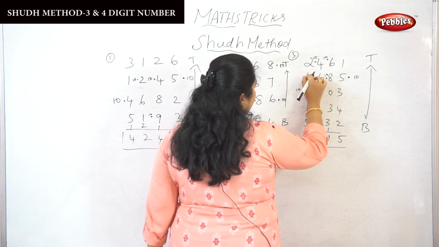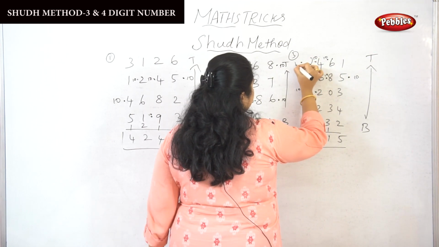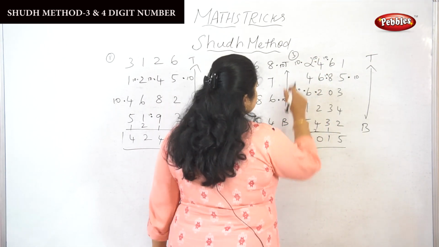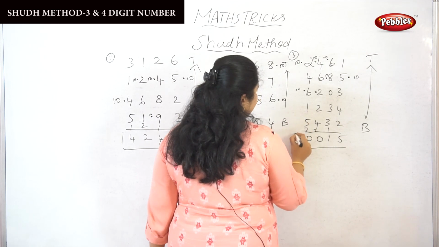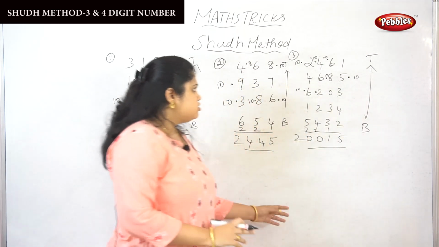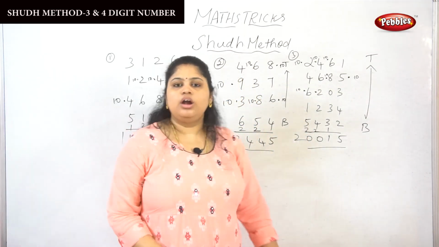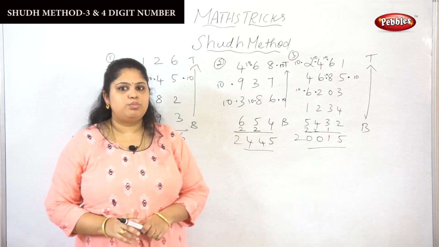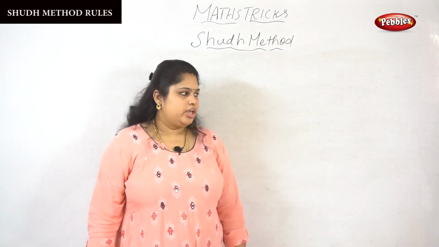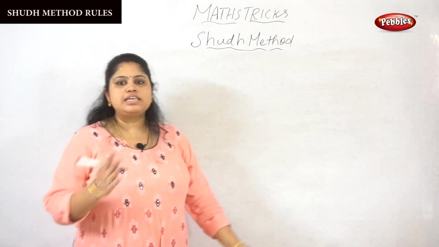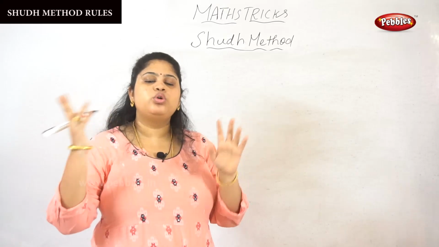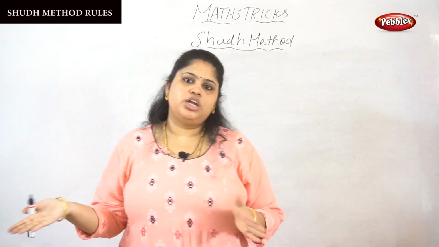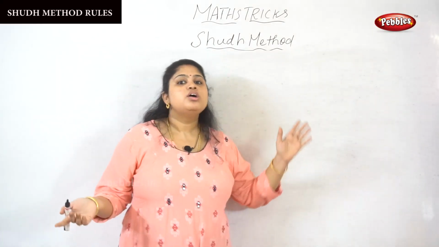So 4 and 4, 8. 8 and 2 is a 10. 0 here. So how many 2s have I got? 10 got it, I have got a 2 0 here. So this is the method to perform the addition using the Sooth method. Okay. So we have finished single digit addition, 2-digit addition, 3-digit addition, 4-digit addition using the Sooth method.